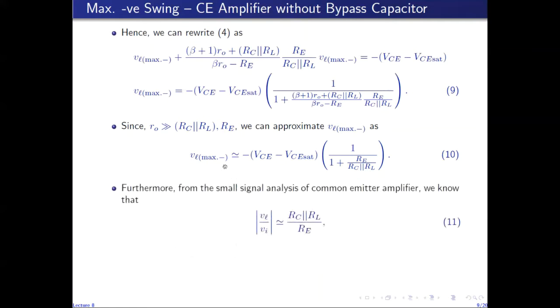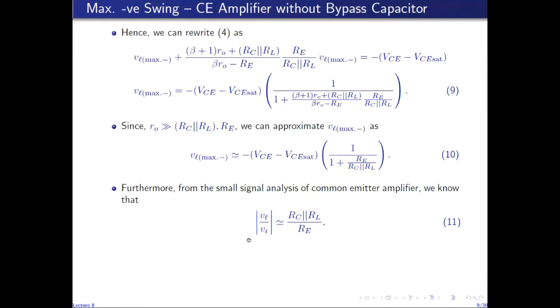which can further be approximated by assuming that this factor is really small, because from the small signal analysis of the common emitter amplifier, we notice that the inverse of this factor is equal to the gain of the amplifier.